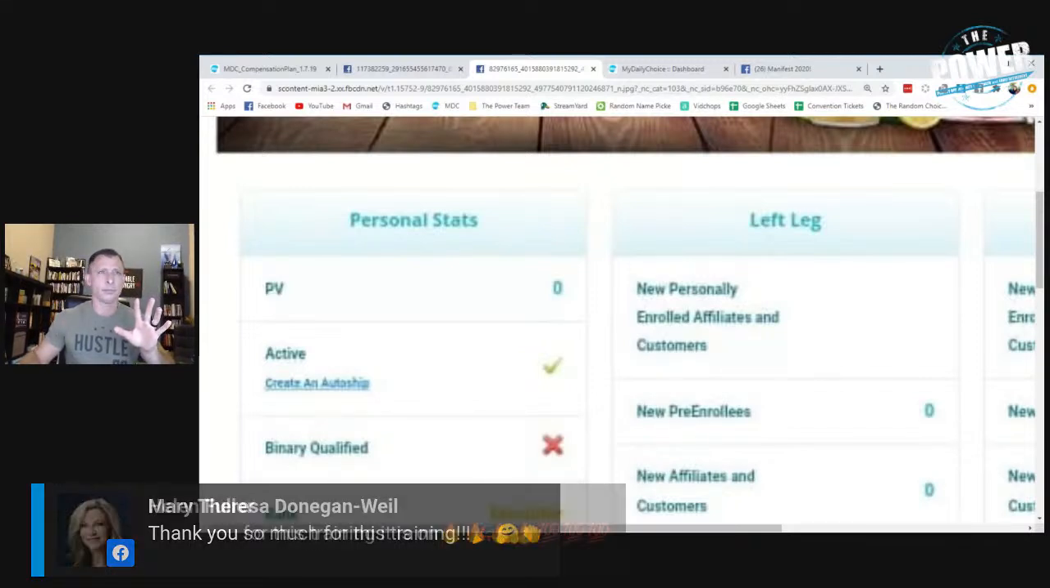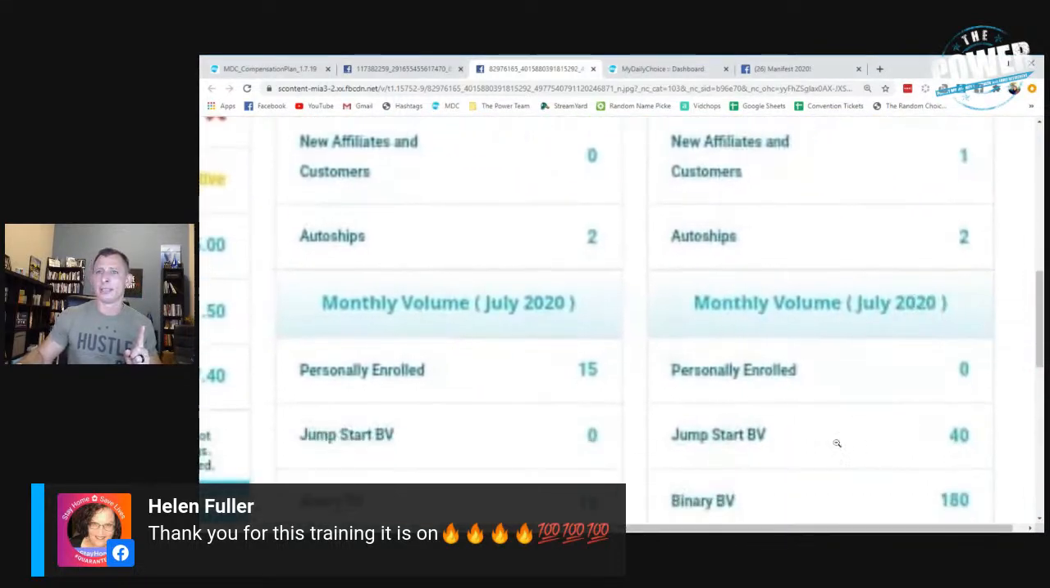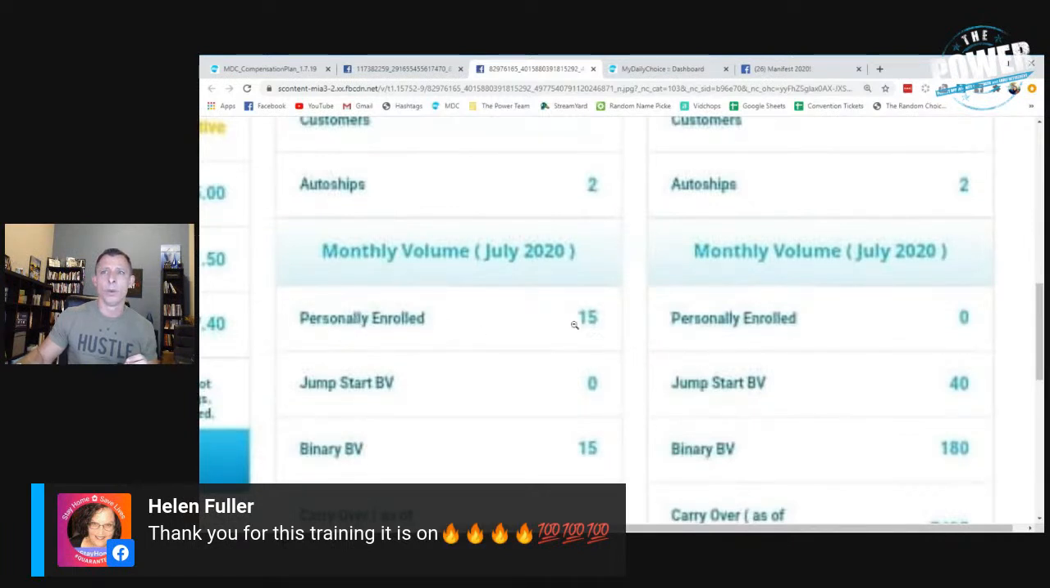So that's number one. Next, let's look at this example. You guys see this? Look at the personally enrolled. What does this number need to be? 90. It's a 15. So this person in their left leg needs to go personally enroll someone, whether it's one person or multiple people, until this says 90. Are you guys getting this? And then they also need to personally enroll some people, whether it's one person or multiple people, in their right leg. So this says 90. Those both have to say 90.